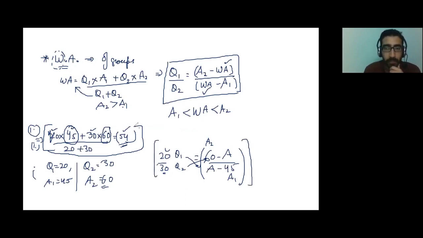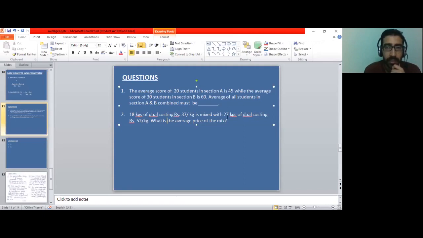Is this clear? Maybe let's apply this for the second question. Let me share the PPT again. 18 kg of dal costing 37 per kg and 27 kg of dal costing 52 per kg. So 18 is quantity 1, rupees 37 per kg is average of quantity 1. 27 kgs is quantity 2, and average of quantity 2 is rupees 52 per kg.